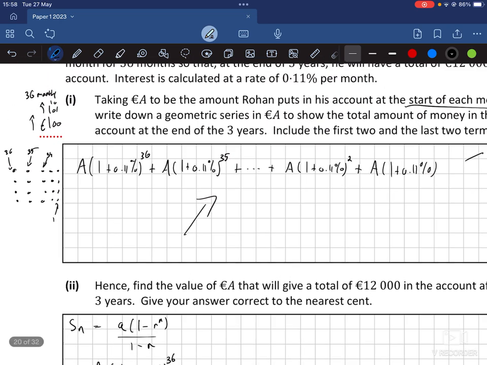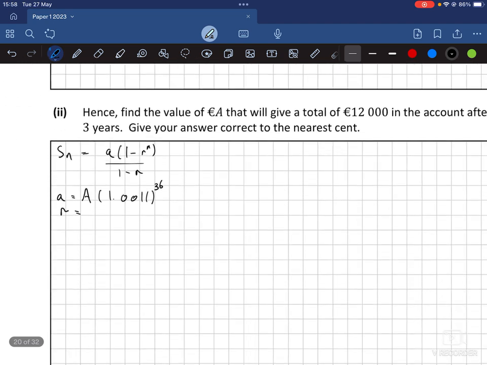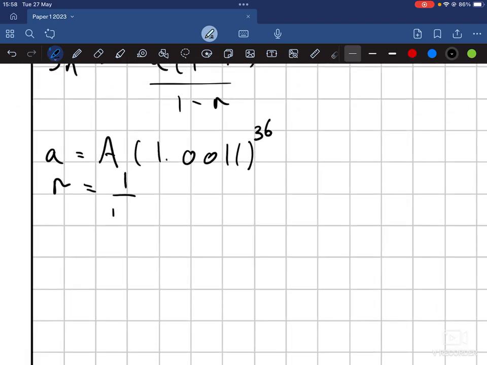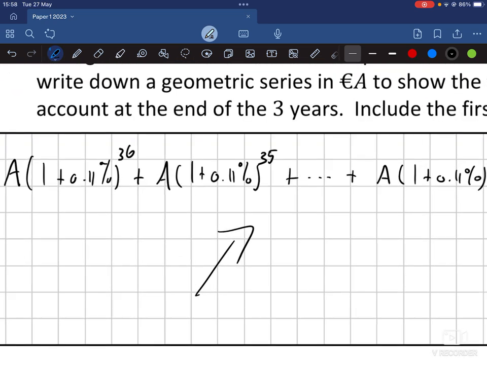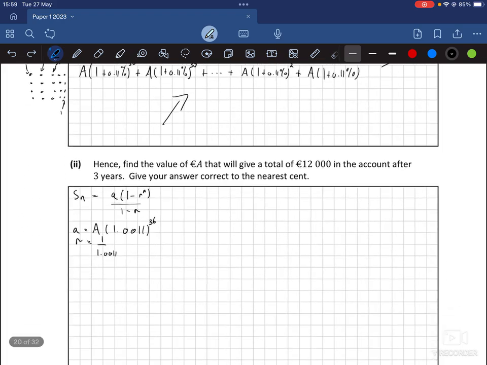Okay, then R. R is the ratio, or how you get to the next one. So to get to the next one, we actually divide by the ratio. So that's the ratio there. That's going to be because we go from 36 down to 35. So if we want to get from here to here, we multiply by 1 over, like that. I would have thought it would have been a bit nicer to do the other way, but it doesn't matter, it's still okay.